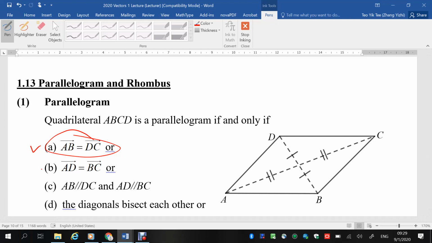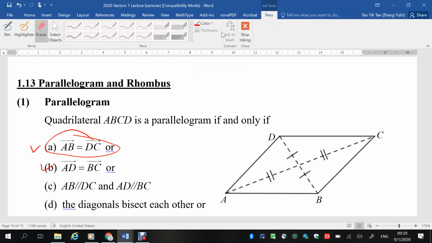If you don't want A, you can use B. I prove vector AD is equal to vector BC. Also can. But if you choose to use parallel instead of equal, can I say AB parallel to DC alone and conclude that this is a parallelogram? Cannot. If you just want to use a condition on parallel, you need double condition: AB parallel to DC, and AD parallel to BC. So the choice is yours. Whatever comes to your brain during the exam, activate and use it accordingly.